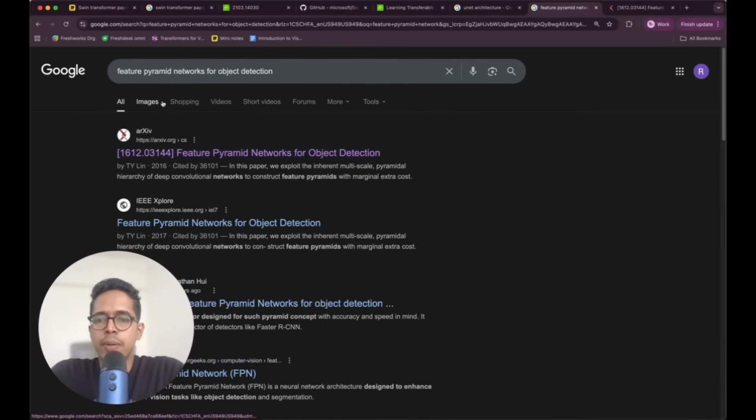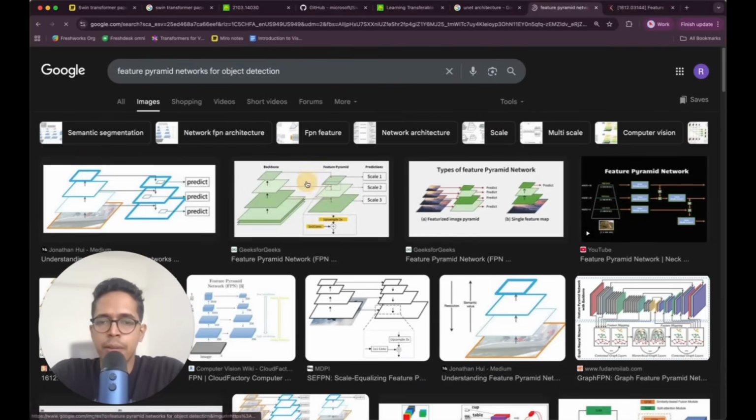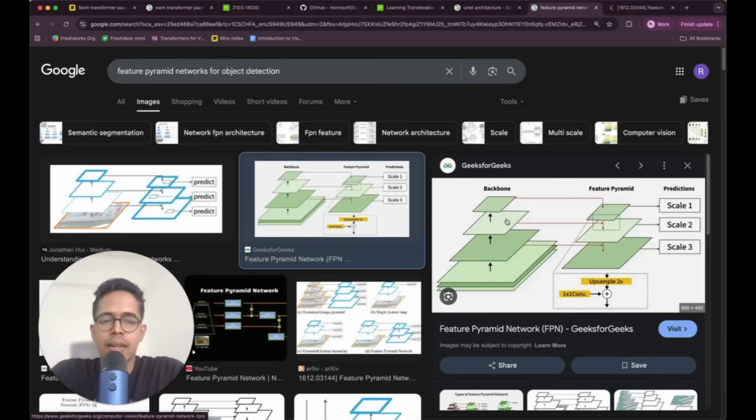Actually, there is a nice paper based on that, but let's not go into that. I'll just show you an image. So here, this feature pyramid network is like imagining the features at different scales as a pyramid. So small scale, medium scale, large scale. UNet also does something very similar.